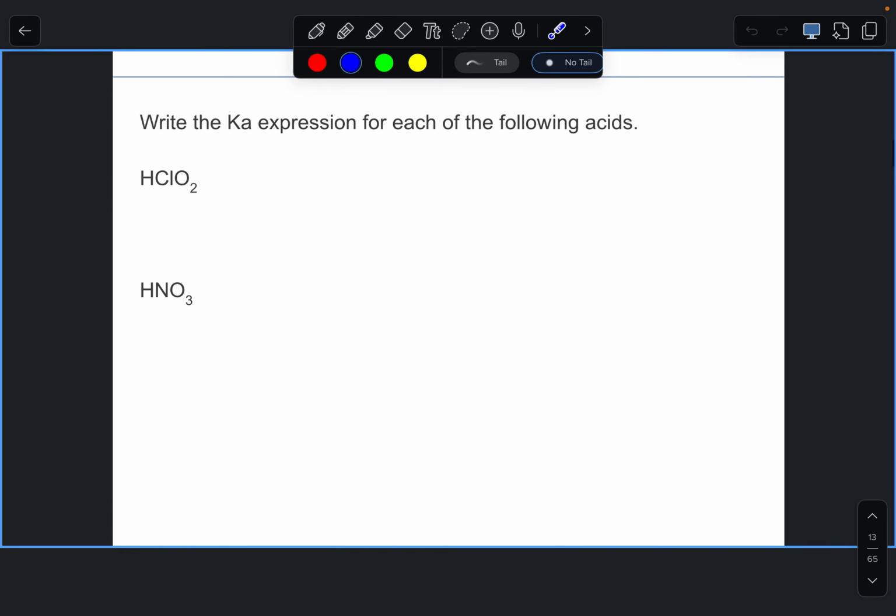So I just want to get us started by having you guys write the reaction itself and the Ka expression. The reaction in water and then the Ka expression. So basically just like the slide above, but for these two specific acids.